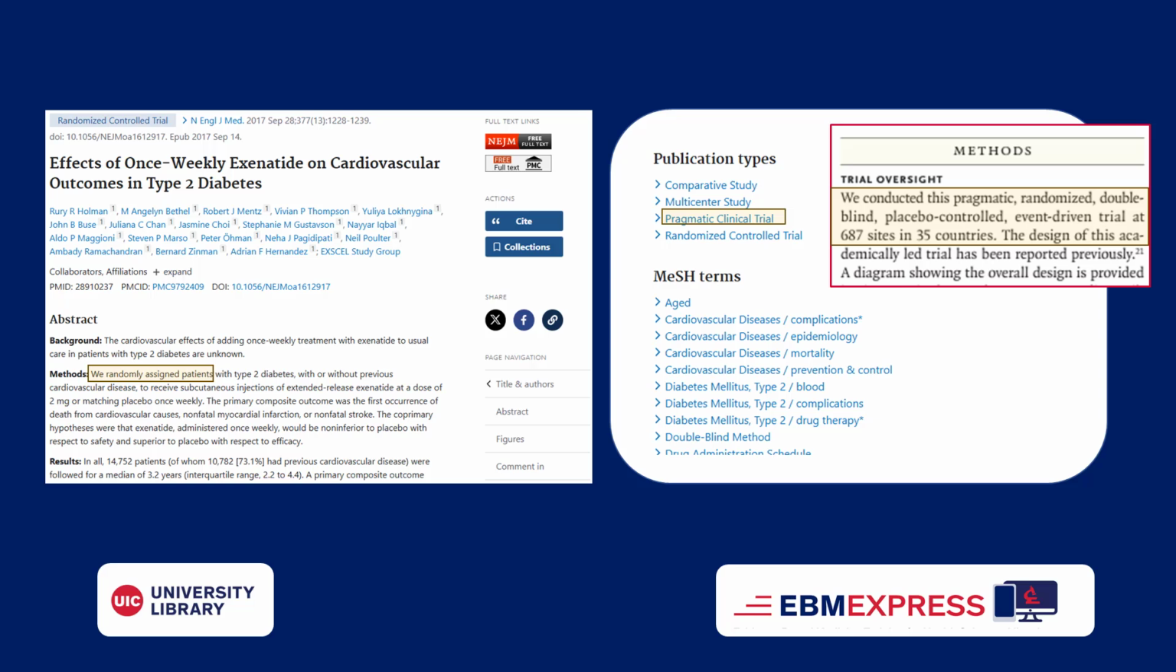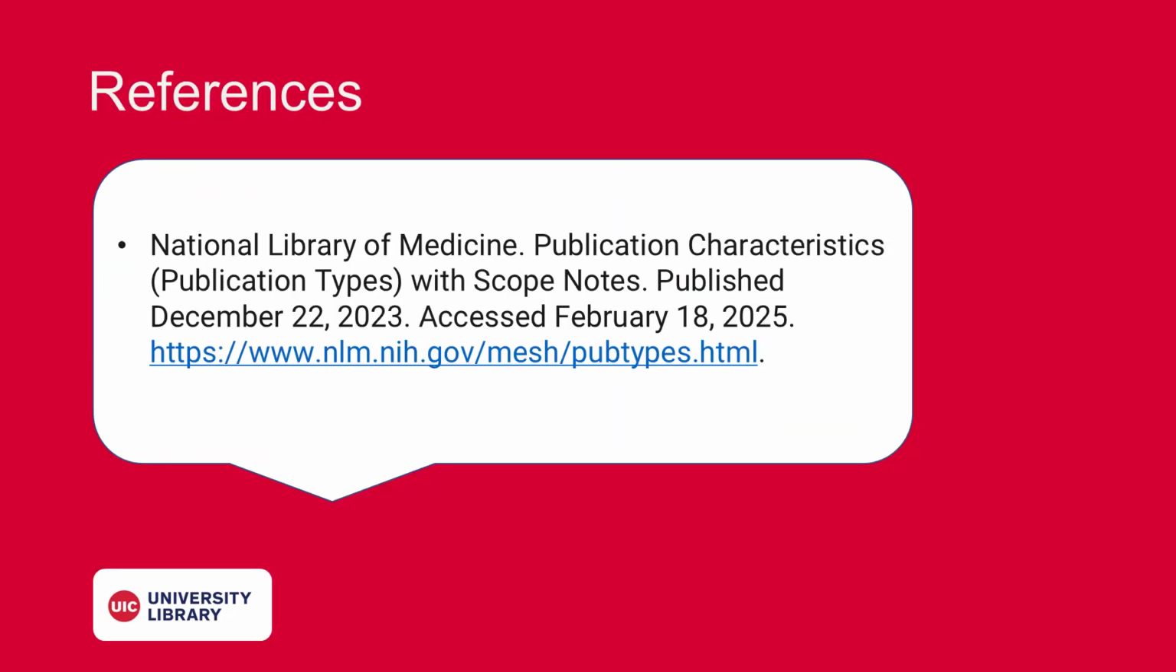In this example, we need to read the article. When we do, we can see right away in the methods that the trial was pragmatic, randomized, and conducted at 687 sites. It may not always be in the abstract, but every reliable clinical trial article will either tell you explicitly in the methods what type of trial it is, or it will provide you with enough detailed methods information that you can determine the trial type. As previously mentioned, the definitions throughout this presentation are from the National Library of Medicine's publication types.